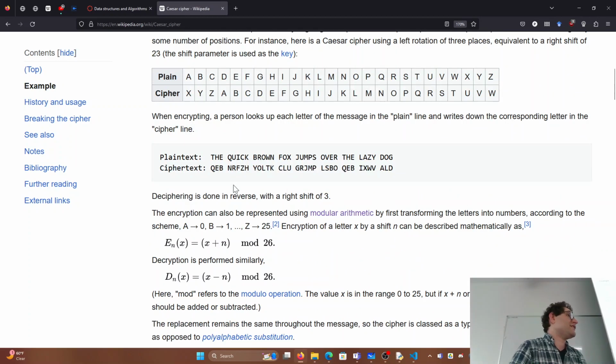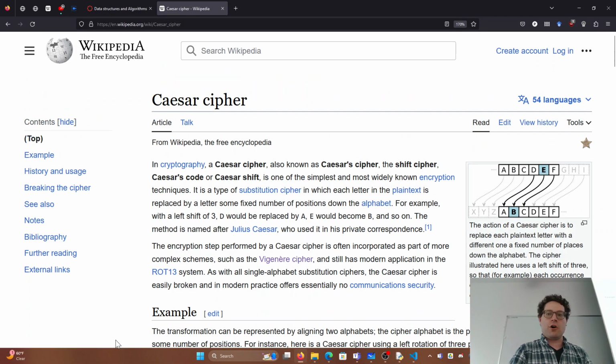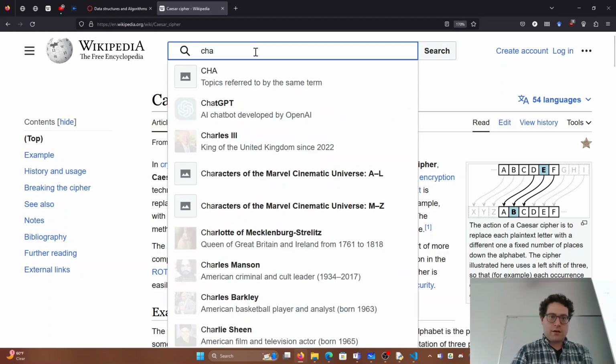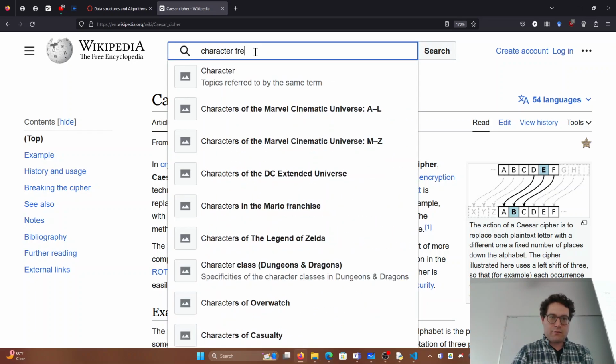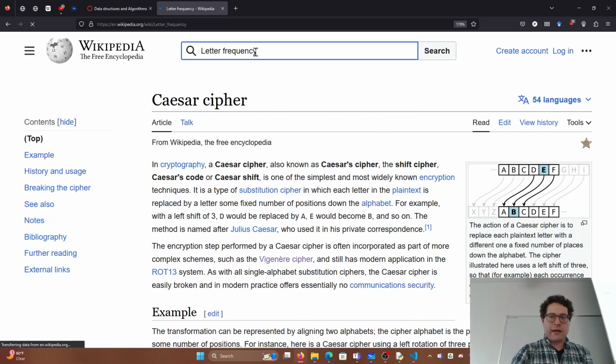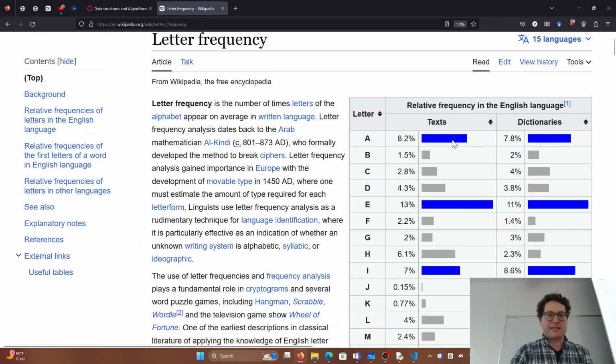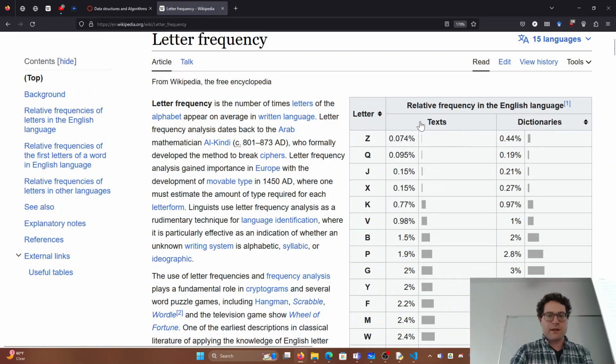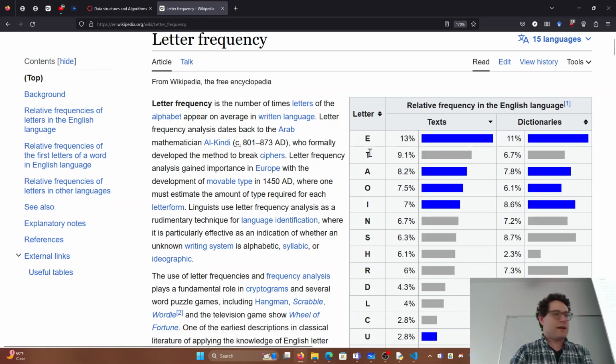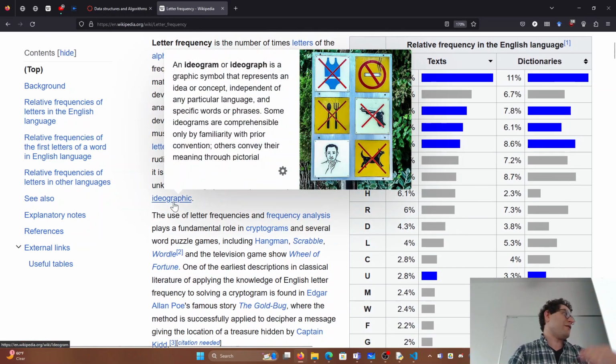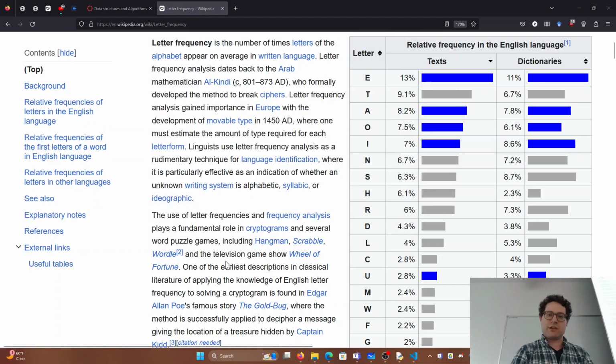Now, there's all these fancy statistical analysis that you can do. All languages have a linguistic fingerprint. Yeah, letter frequency. For instance, in English texts, E is going to be the most common letter, followed by T, followed by A. So basically, if you have a big enough ciphertext and you know that they're using a basic cipher, you can look at the most common thing and say, okay, that's probably an E or a T.